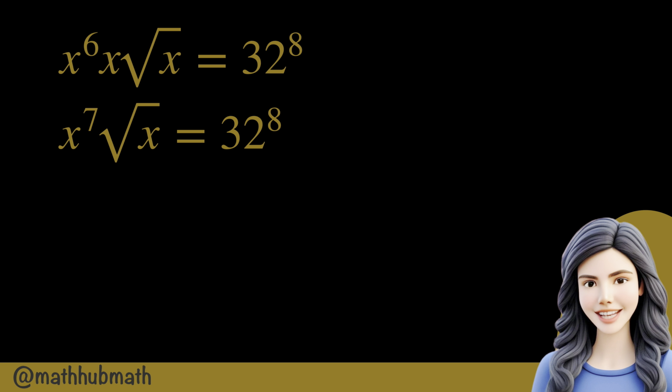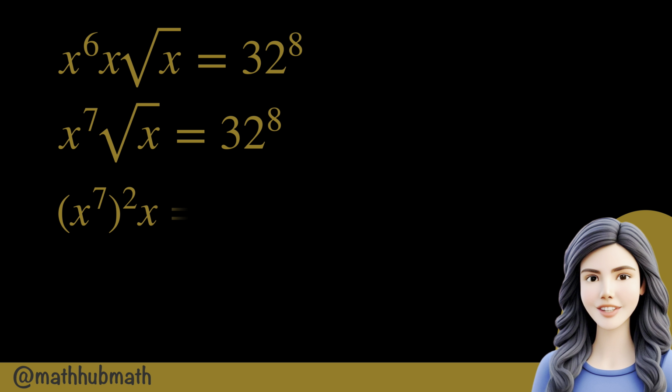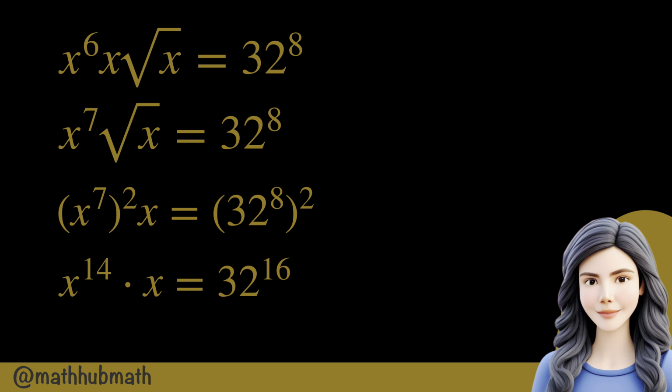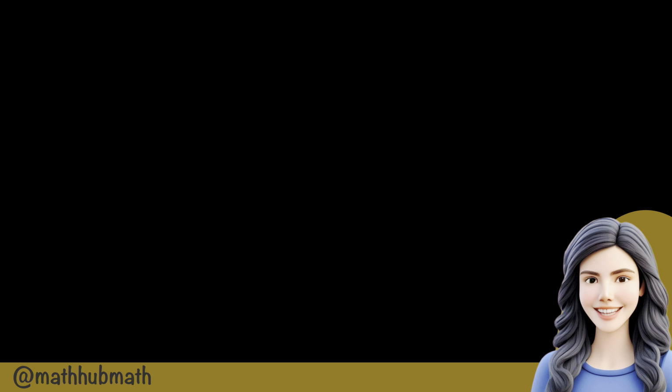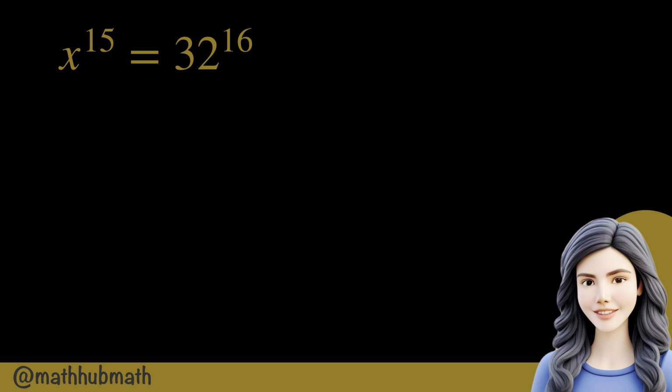We would have x to the power of 7 to the power of 2 multiplied by x equals 32 to the power of 8 to the power of 2. On the left side, we will finally have x to the power of 14 multiplied by x equals 32 to the power of 16. We can simplify the left side, so in overall we have x to the power of 15 equals 32 to the power of 16. So far so good, but we have not managed to calculate x yet.